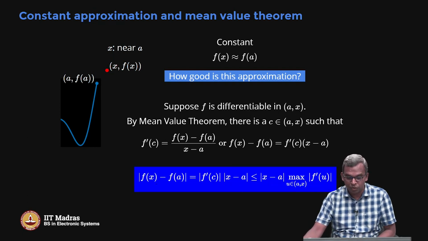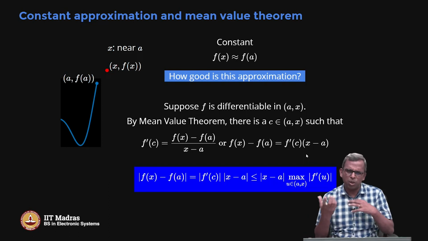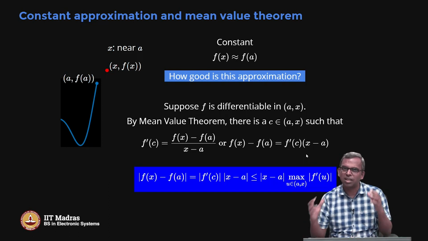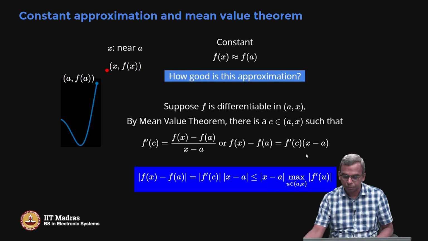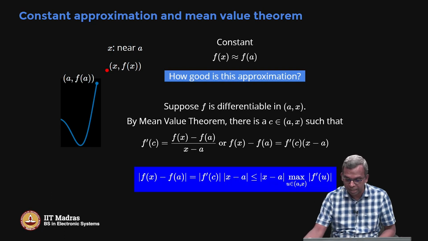So the absolute value of f(x) minus f(a) equals the absolute value of f'(c) times the absolute value of x minus a. Why am I taking absolute value? Because positive and negative is a bit confusing. I just need the magnitude of the error. So that's okay. This gives you a very clean idea.